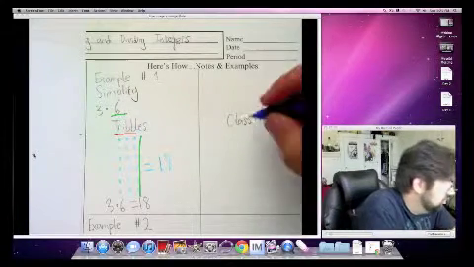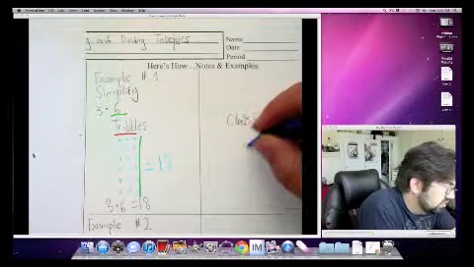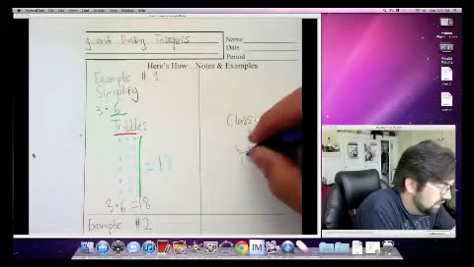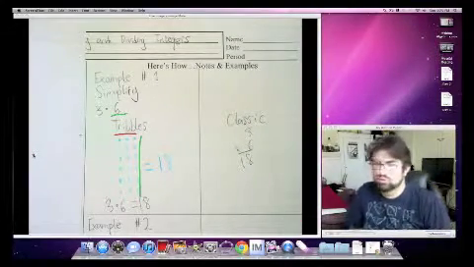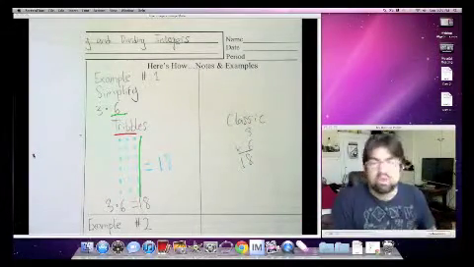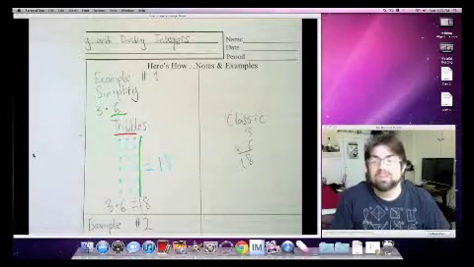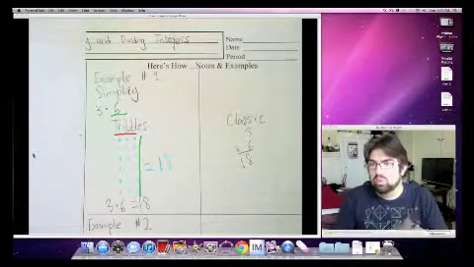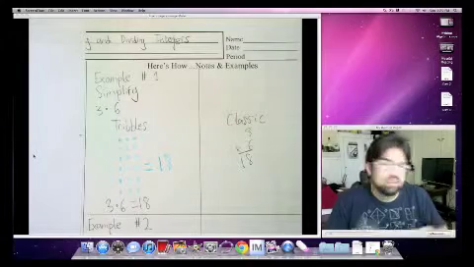The classic method, of course, is just taking 3 times 6, and you should know that's 18. So if you have trouble with your times tables, the triples method is really neat because it allows you to visually see why it is what it is. So that's example number 1.